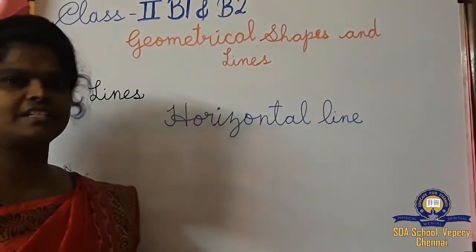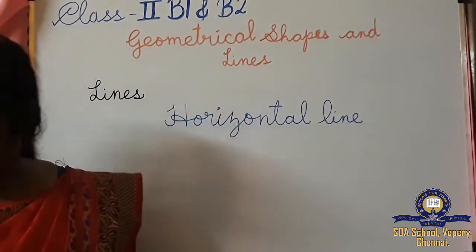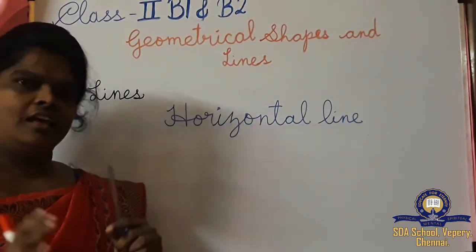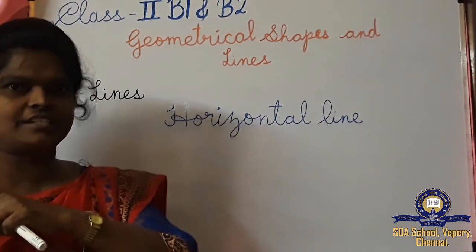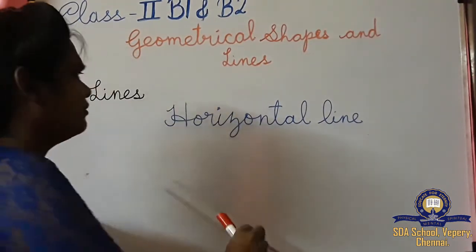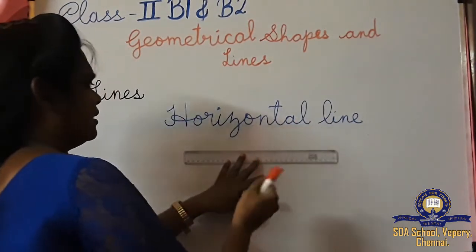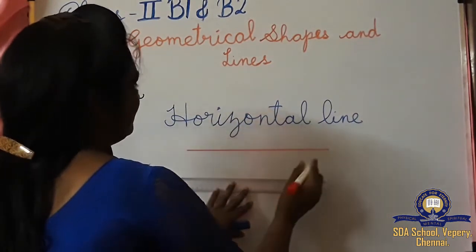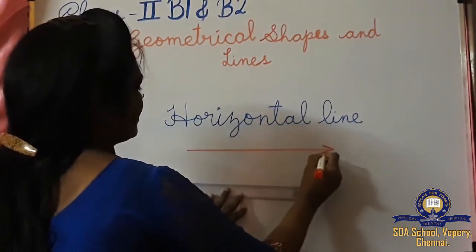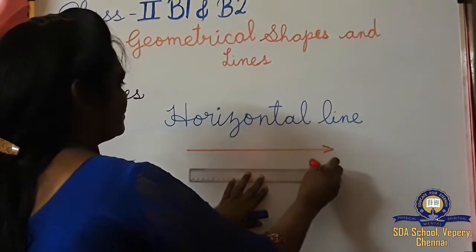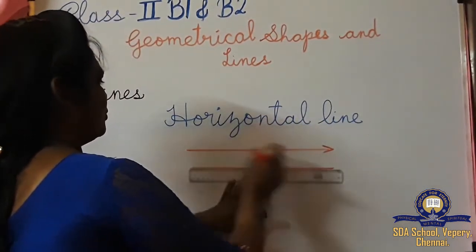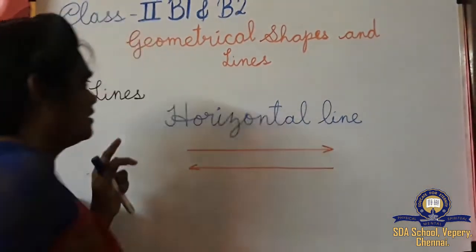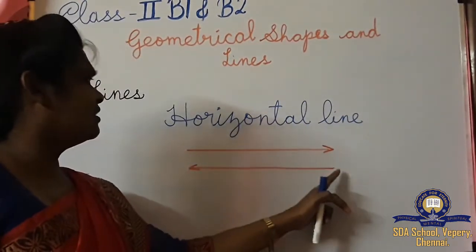Now first we are going to see the horizontal line. The horizontal line goes left to right and right to left. Now I'll show you here the horizontal line. It goes left to right. Can you see? It goes left to right and it goes right to left. But it is straight. The horizontal line goes left to right and right to left.